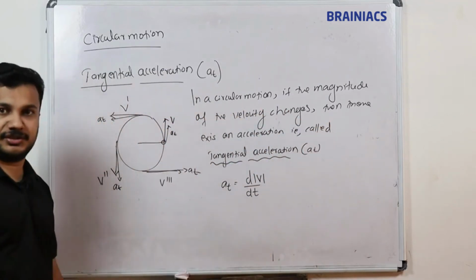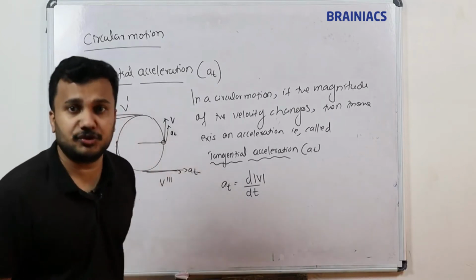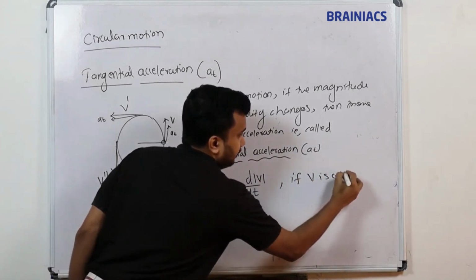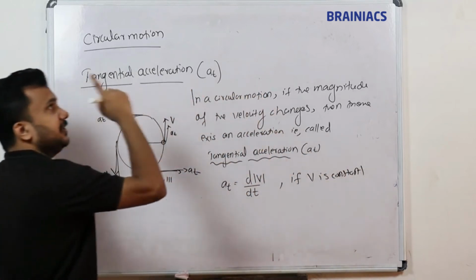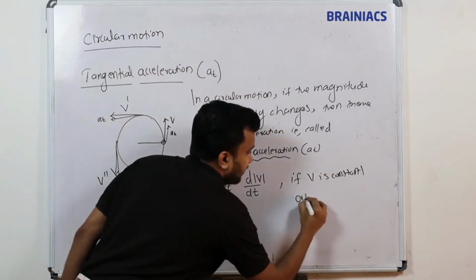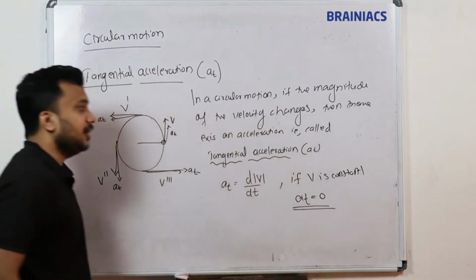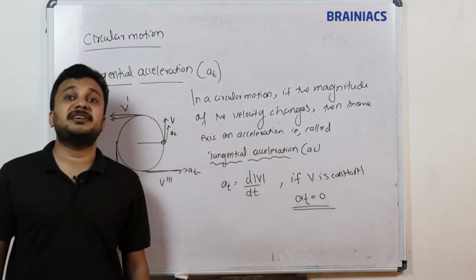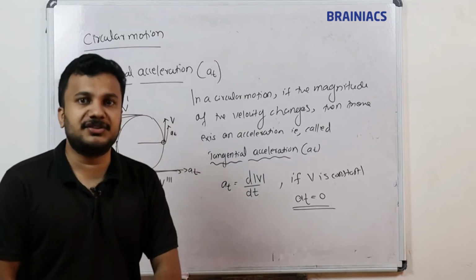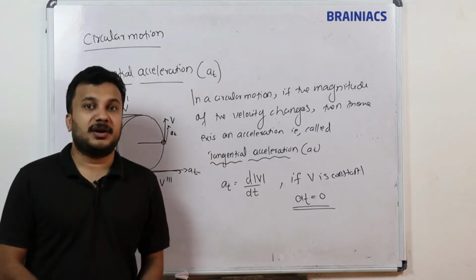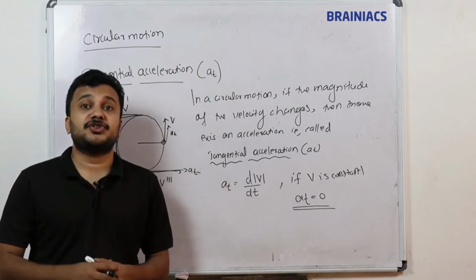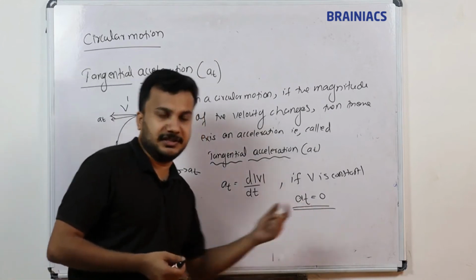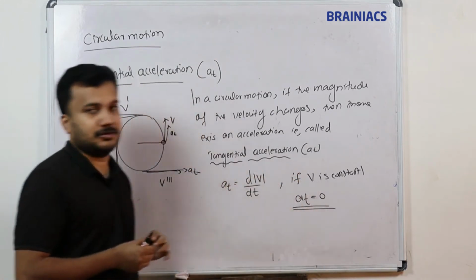If the magnitude is not changing, then what will happen to AT? AT will be equal to 0. So in short, if v is constant, it is rotating at constant speed, then tangential acceleration is equal to 0. Differentiation of a constant number is 0. For example, if v is equal to a constant, 2 meter per second, what is d by dt of 2? Differentiation of a constant is equal to 0. Of course, you already know. So AT is equal to 0 when v is constant.